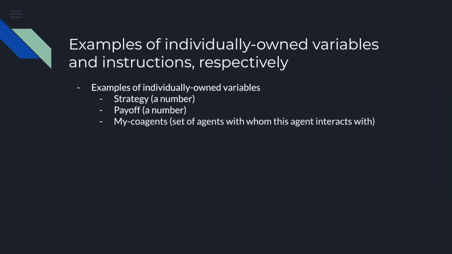And then there's a set of agents. The variable can be like my co-agents, my co-players, with whom the agent interacts. And then a color, which can describe pretty much some characteristic of your choice. It can be an emotion, if someone's happy or sad, it can be like an affiliation.